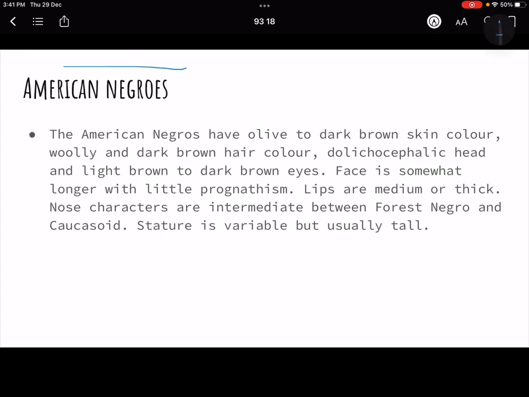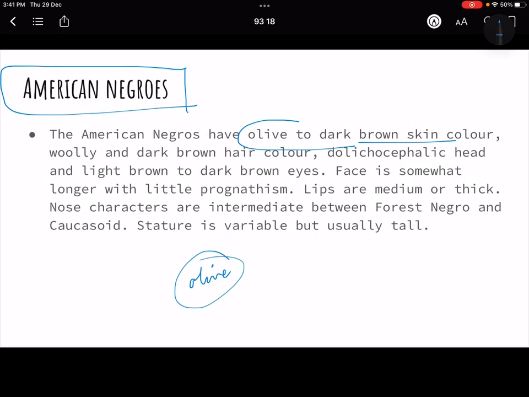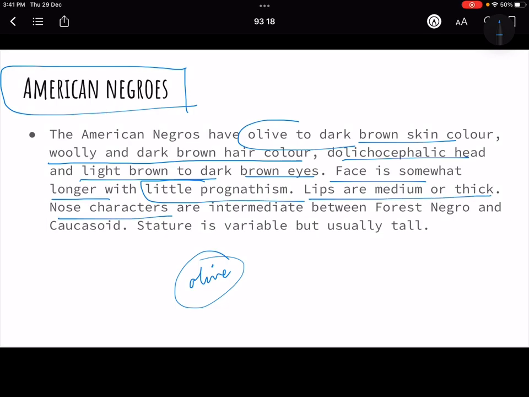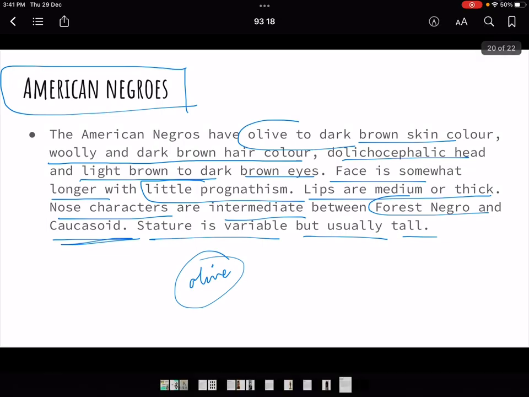Okay, then comes the last, that is the American Negroes. Now they have olive to dark brown skin color. Olive is a little different, you can remember that here. Then woolly to dark brown hair color, dolichocephalic head, light brown to dark brown eyes, nothing new, same. Face is somewhat longer with little prognathism common. Lips are thick. Nose characters are intermediate between forest Negroes and Caucasoids. Stature is variable but usually tall. So there is nothing that you can't remember in this.